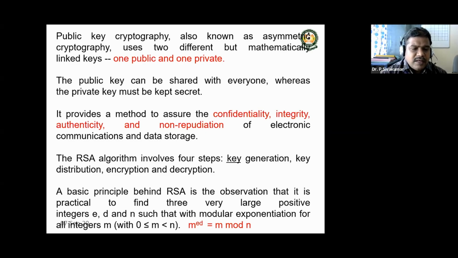So E is a public key, D is a private key, and N is a modulus. That means at the time of key generation, we use two large prime numbers, and the product of the two prime numbers is called the modulus, which we can use for modular exponentiation.